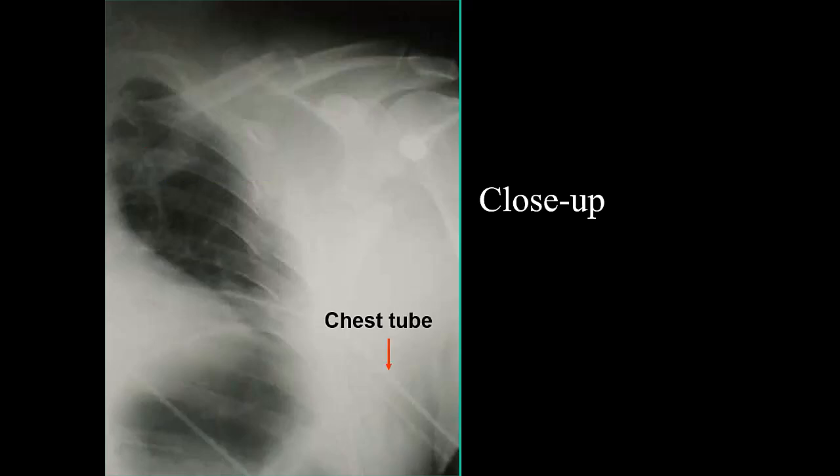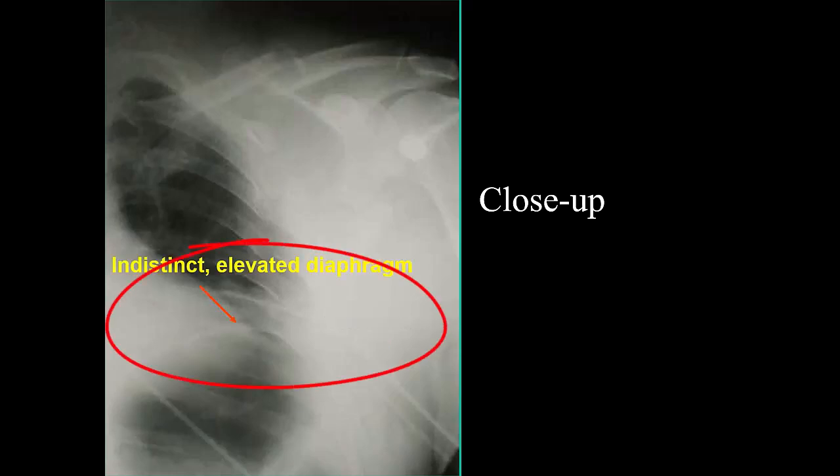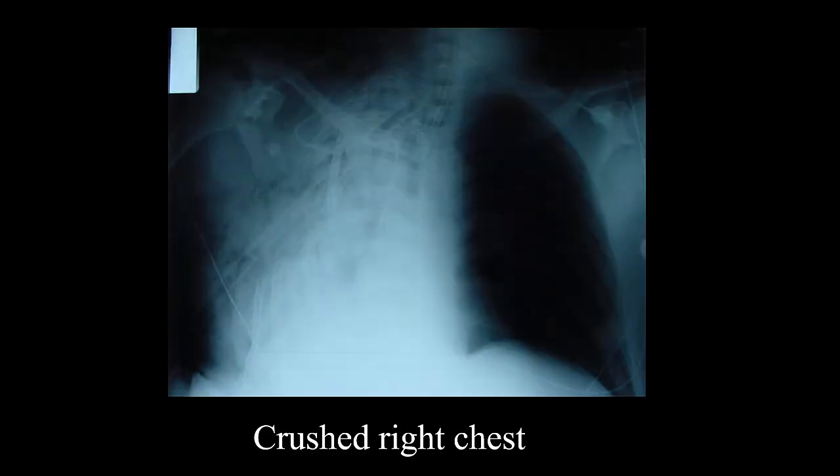We see the chest tube, and now we see that indistinct or elevated diaphragm, which can give us an idea that we have a ruptured diaphragm.